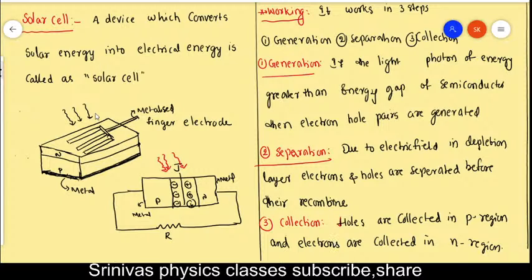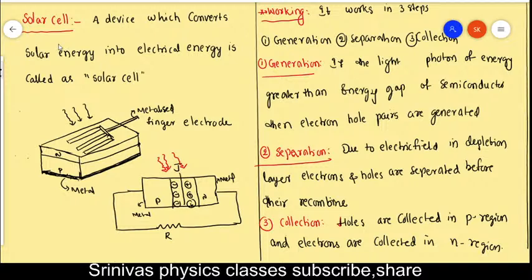Okay, students, we are going to discuss the third type of optoelectronic devices. Previously, we discussed the photodiode and LED. Now we are going to discuss the solar cell.